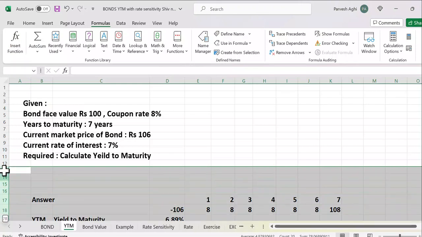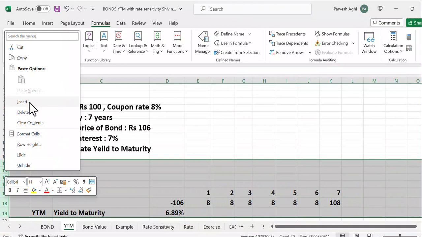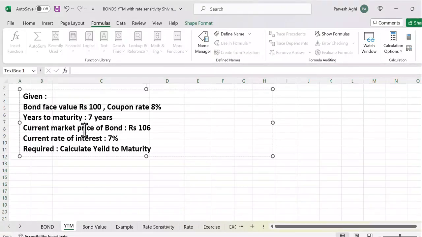Now just open an Excel sheet and look at this question. The answer is right beneath. Don't check the answer unless you are very confident that you know it and want to verify; otherwise I'll show it. The bond face value is 100. Coupon rate is 8%. Years to maturity is 7 years. Current market price of the bond is 106. Current rate of interest is 7%. Calculate the yield to maturity.